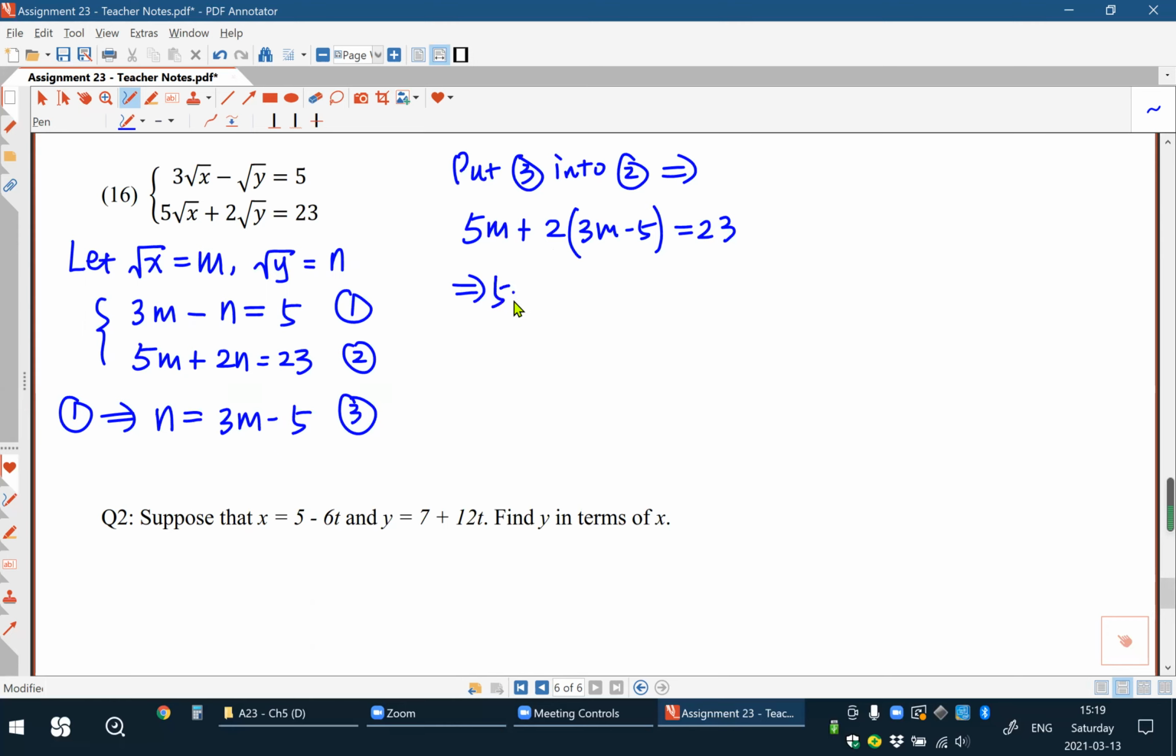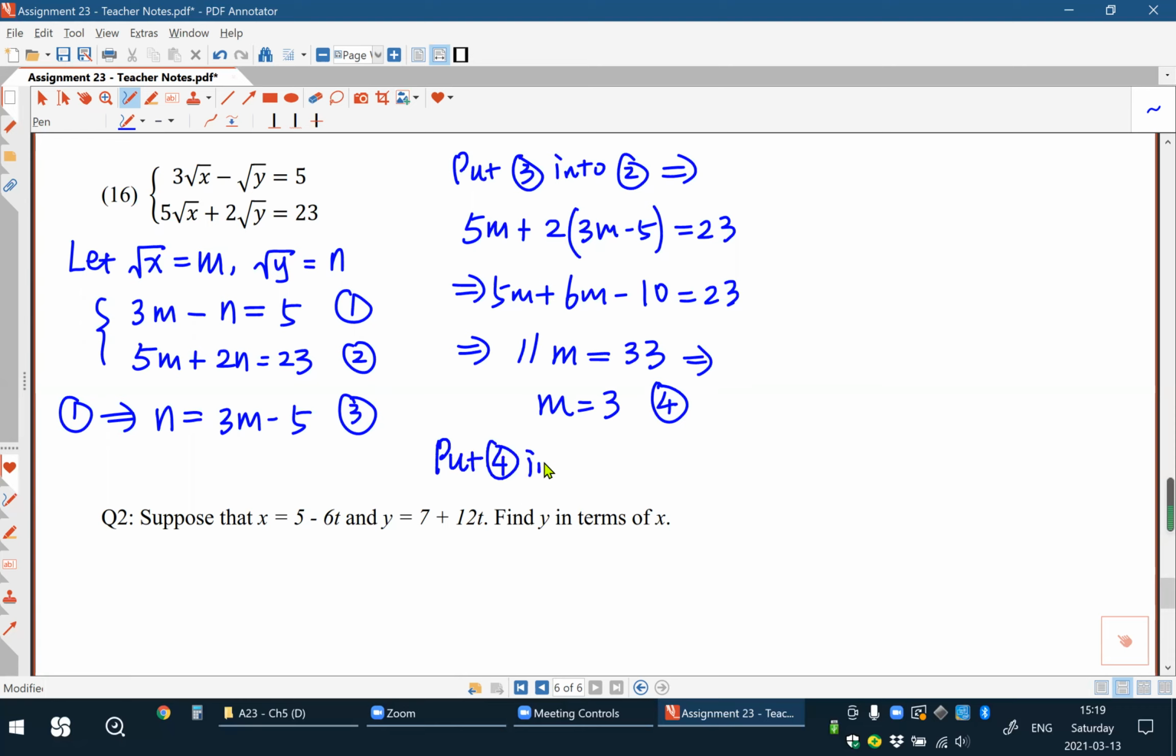5m plus 6m minus 10 equals 23, right? That means 11m equals 33. So what is m here? That means m is 3, right? So let's label this with 4. Then we can put 4 into 3, and this will give you n is 3m minus 5. 3m is 9. 9 minus 5 is 4.